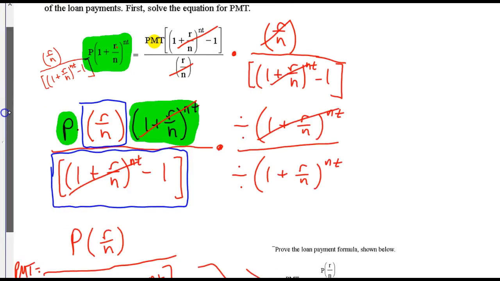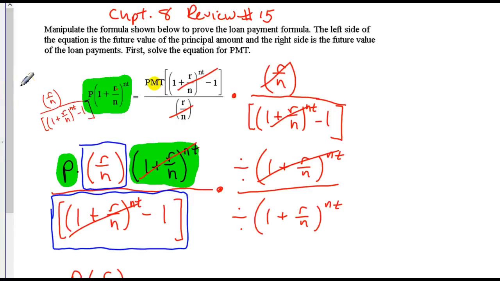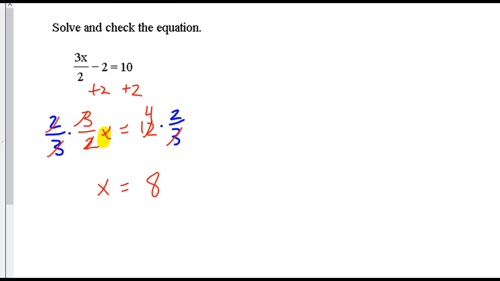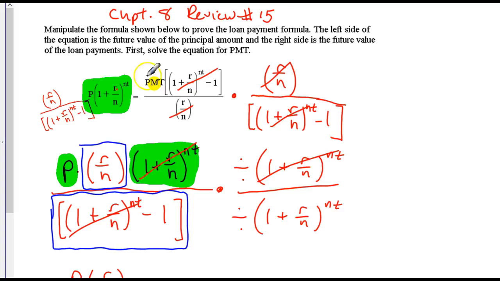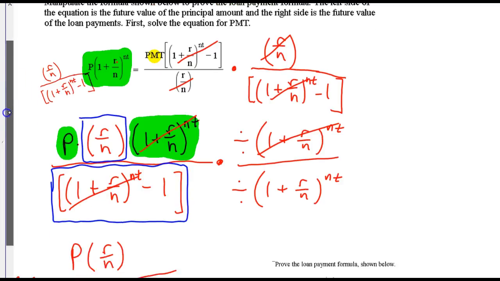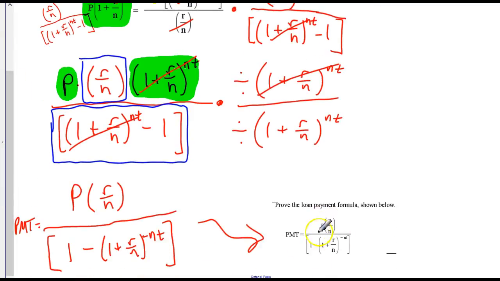Now let's look again at the process. How do we do that? We multiplied by the reciprocal, just like we did with the problem back in chapter 6. After we multiplied by the reciprocal, we had this ugly beast right here, the P R over N, 1 plus R over N to the NT, and then an extra 1 down here. Okay, keep your goal in mind. What do you want this to look like? This P R over N. There is no extra 1 plus R over N to the NT, so we need to divide it away.